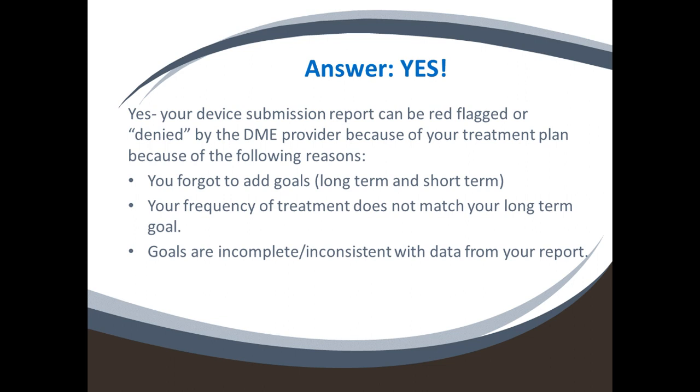So, for example, you may have a short-term goal of someone being able to achieve something within 6 months of using the device, but your long-term goal is for 3 months. That doesn't add up. So even little mistakes like that can cause a problem when submitting your report for the SGD and eye gaze accessory.